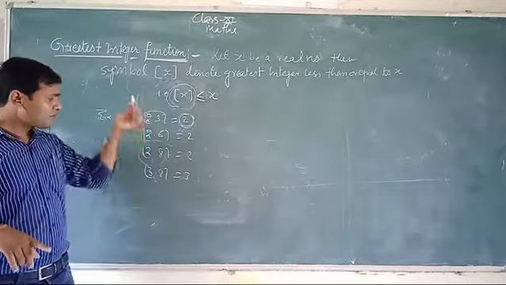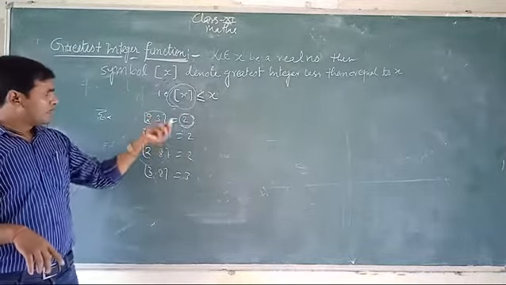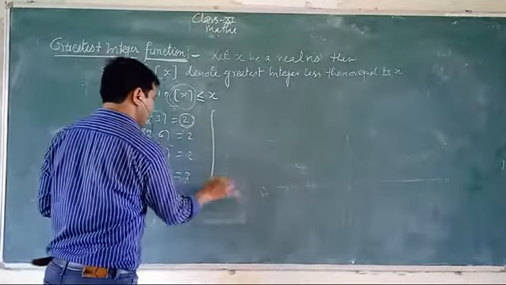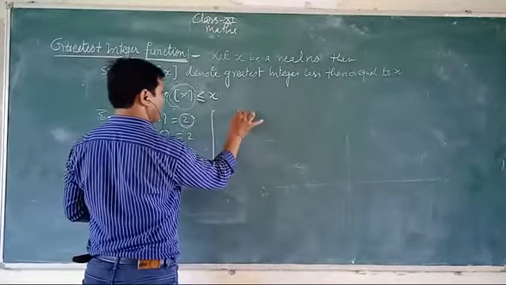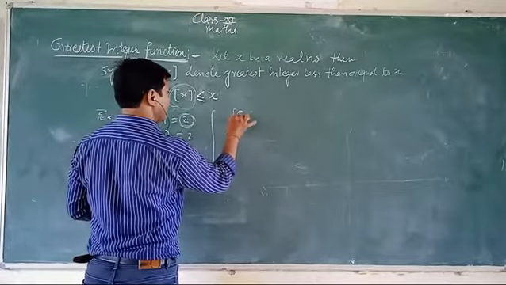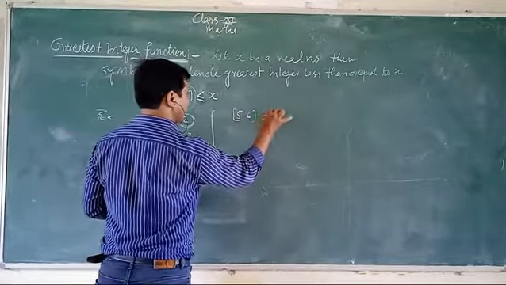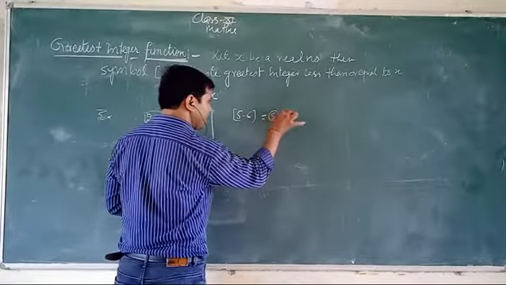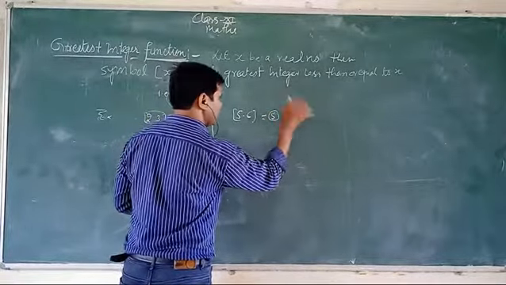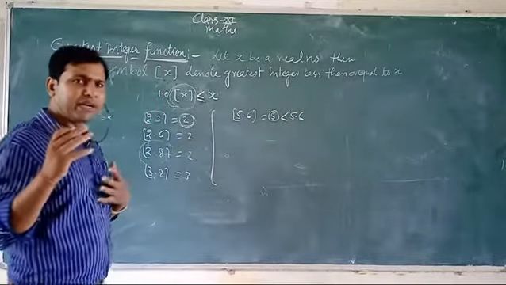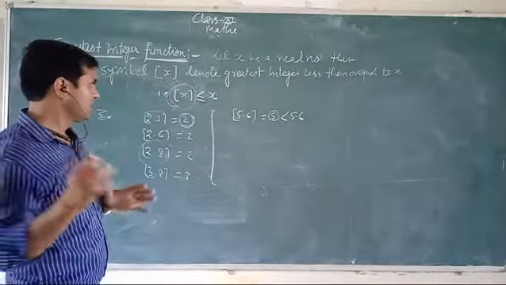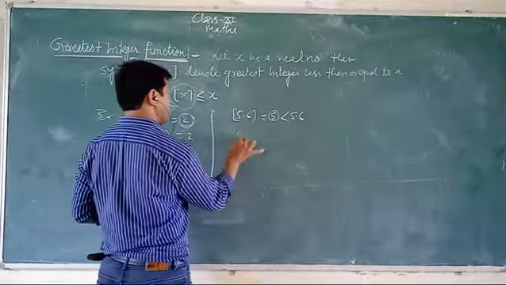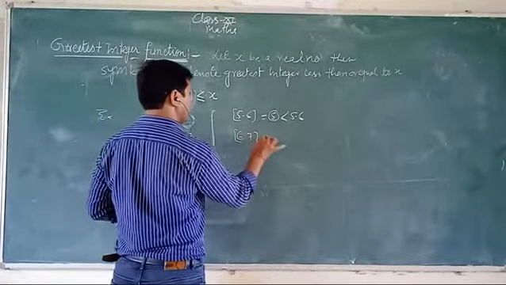Okay, so once again I want to tell you. Suppose that 5.6 is here. [5.6] is equal to 5, and 5 is the integral value and it is less than 5.6. I hope that you are getting my point. Okay, you got my point. Now [6.7] is equal to 6.